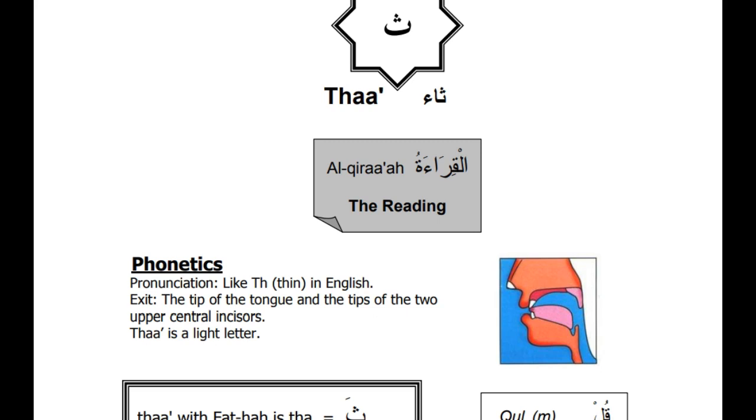To pronounce it, we put the tip of our tongue between the two upper central incisors, so the tip of the tongue will be a little bit visible. Tha, tha. It is a light letter, so when you pronounce it, you won't put a lot of pressure on the mouth. You will not tense the muscles. You will be relaxed, more smiley kind of. Tha, tha.